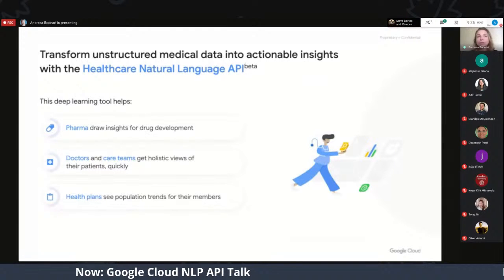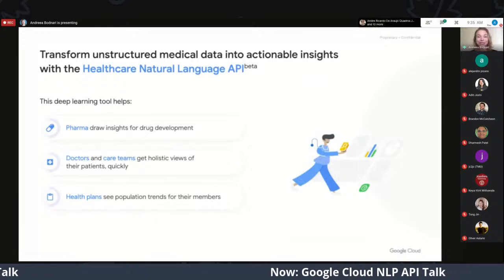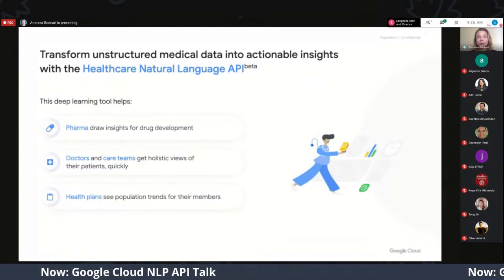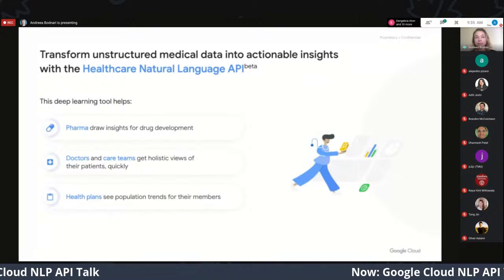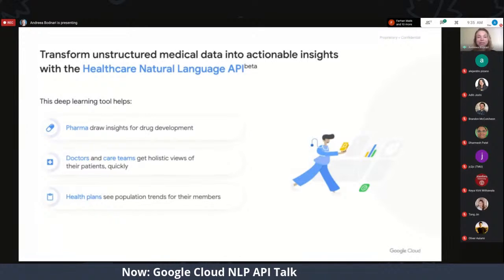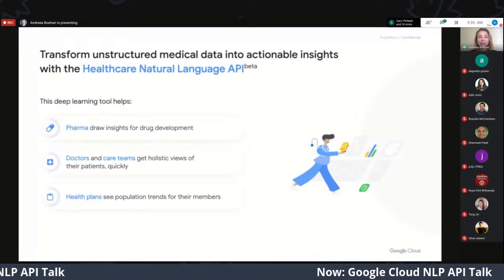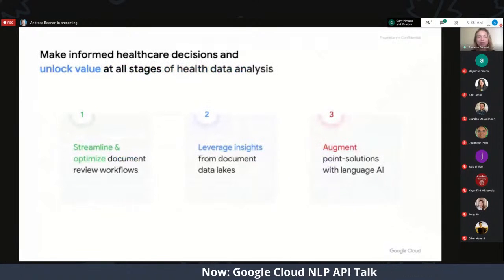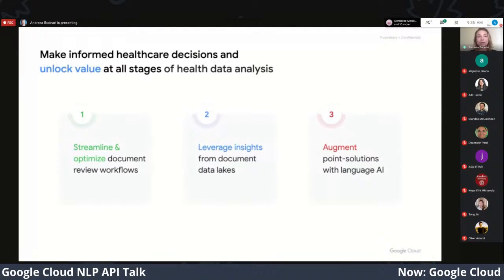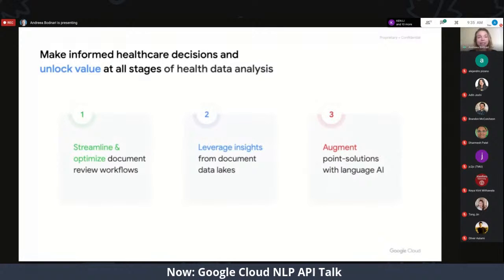The Healthcare Natural Language API helps transform unstructured medical data into actionable insights. This deep learning tool helps a number of stakeholders. It helps pharma companies draw insights for drug development. It helps doctors and care teams get holistic views of their patients more quickly. And it helps health plans see population trends for their members. You can make more informed healthcare decisions with the Healthcare Natural Language API and unlock value at all stages of health data analysis.